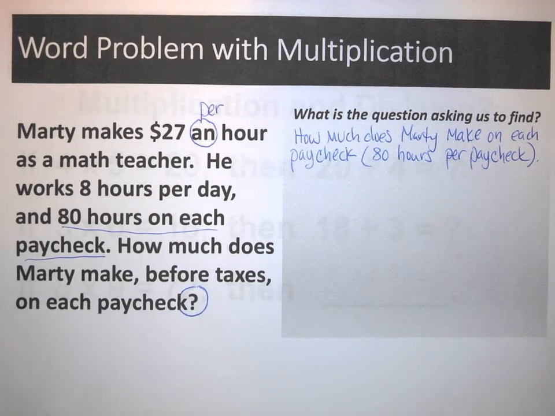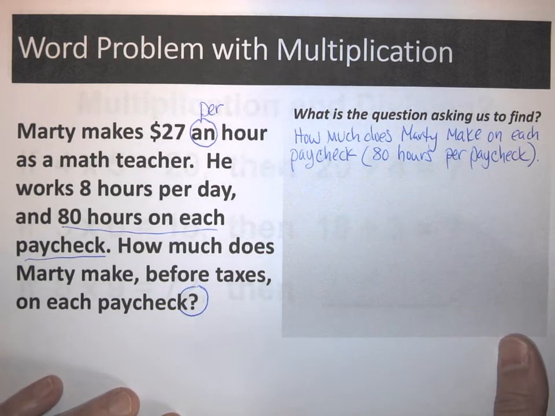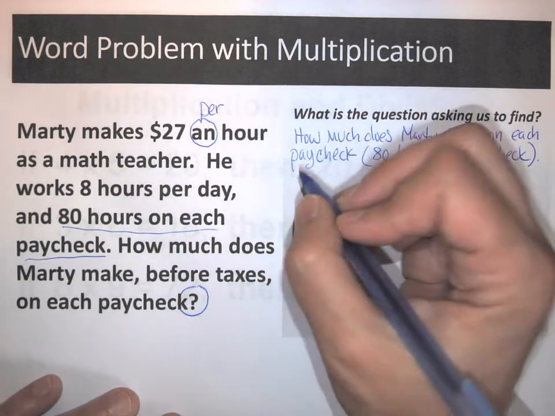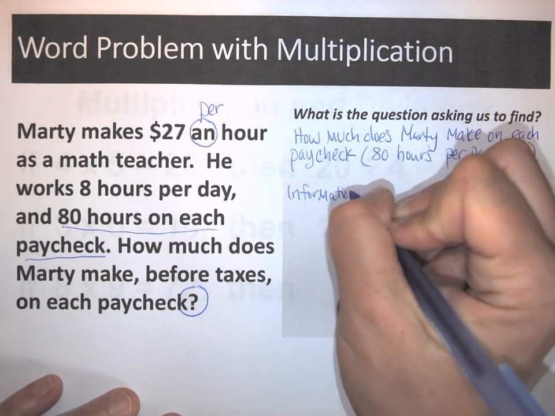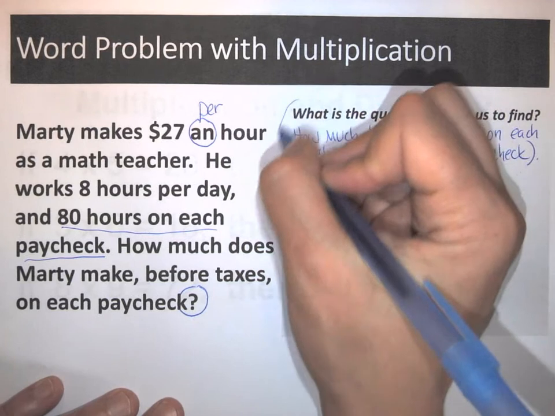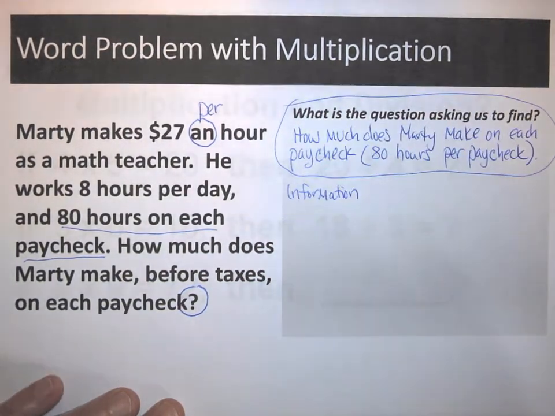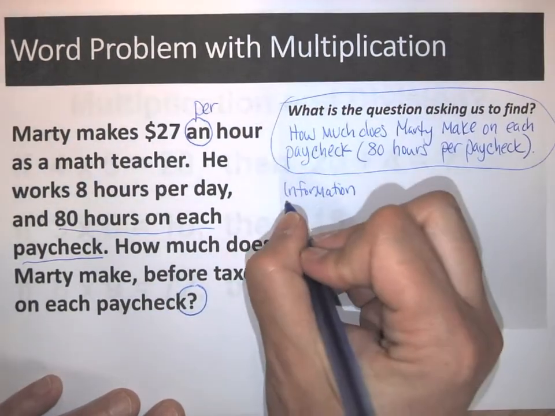And another thing that happens with word problems is that they can be confusing because you can be given information that's misleading because you don't actually need it to solve the problem. So let's just make a list of all the information, and then we'll go back to the question and decide, do we need all that information to solve it? So let's look at the information that we're given.